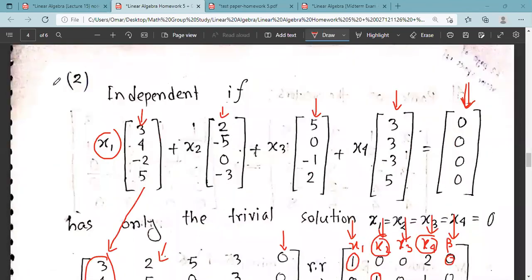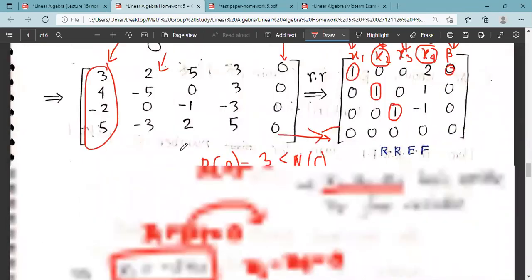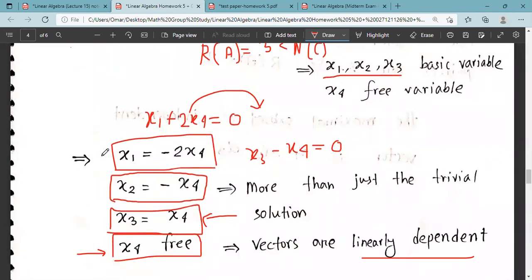Yeah, the last part. Question two here. How do we calculate the last part? x1, x2, x3, and x4, right?